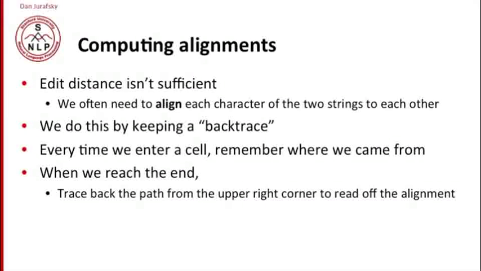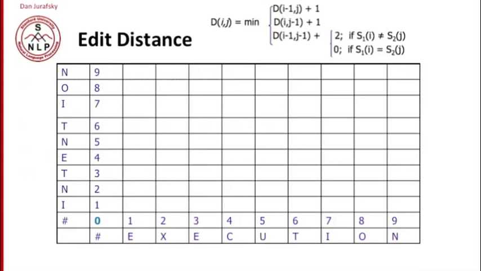And the way we compute this alignment is we keep a backtrace. A backtrace is simply a pointer when we enter each cell in the matrix that tells us where we came from. And when we reach the end, the upper right corner of our matrix, we can use that pointer and then trace back through all the pointers to read off the alignment. Let's see how this works in practice.